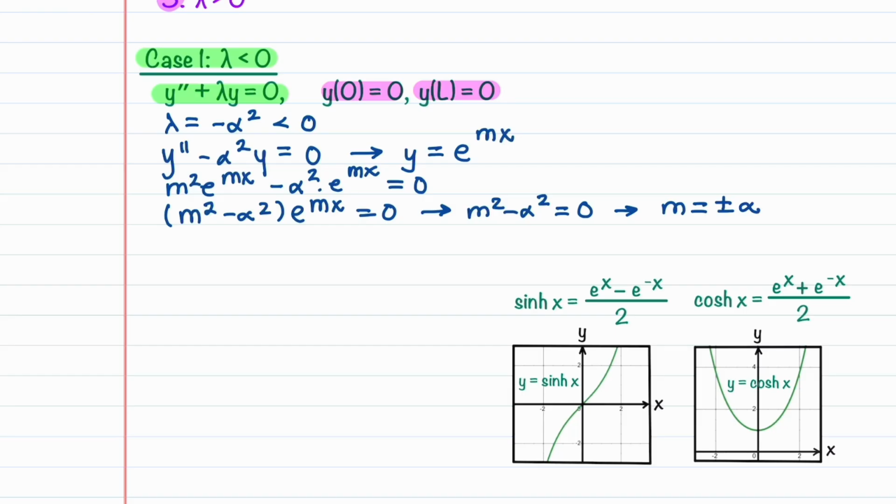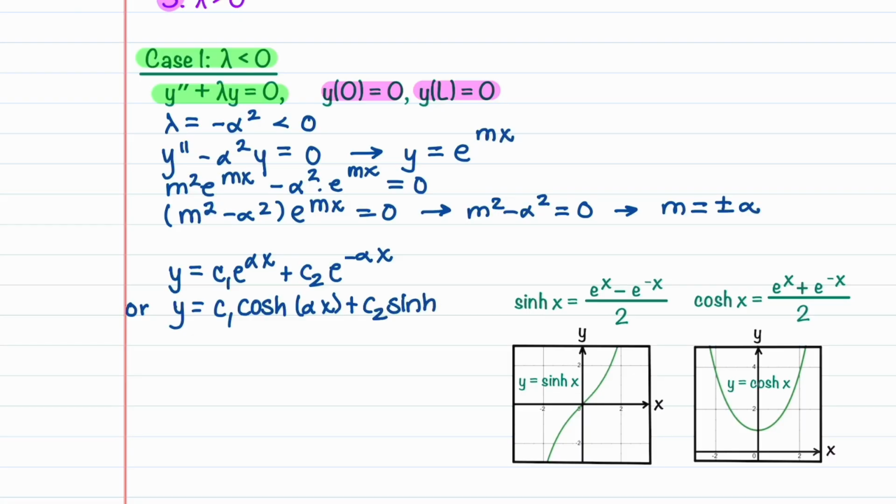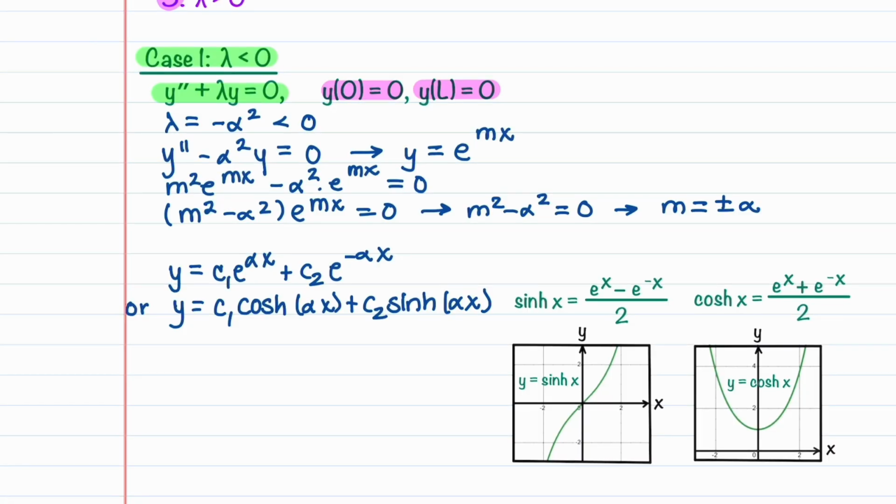We can now write down the solution as y is equal to c1 e to the alpha x plus c2 e to the minus alpha x. There is another way that we can write this solution, and it looks like this. Y is equal to c1 cosh of alpha x plus c2 times sinh of alpha x. Just for review, I've written down over here on the right what sinh is equal to and what cosh is equal to, and I included their graphs.